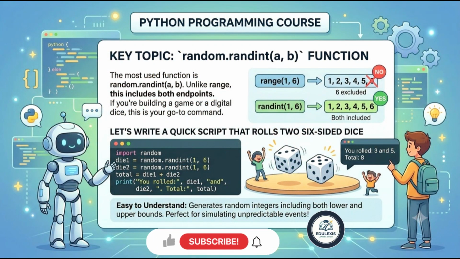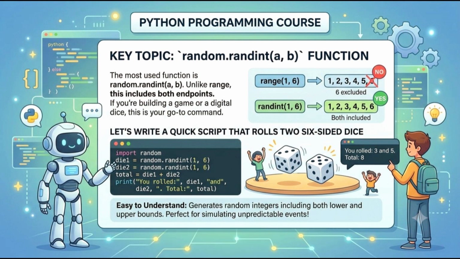The most used function is random.randint(a, b). Unlike range, this includes both endpoints. If you're building a game or a digital dice, this is your go-to command. Let's write a quick script that rolls two 6-sided dice.